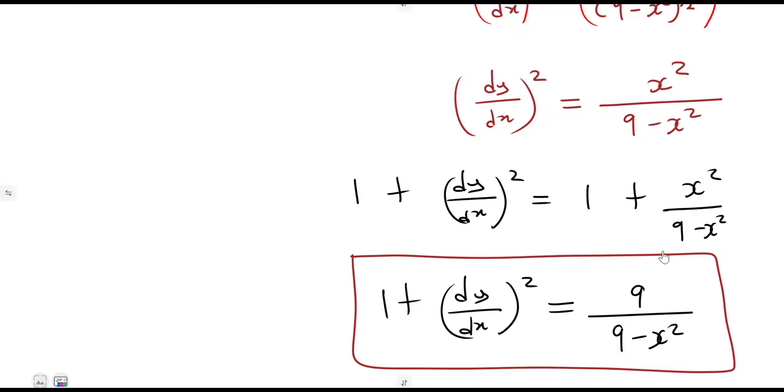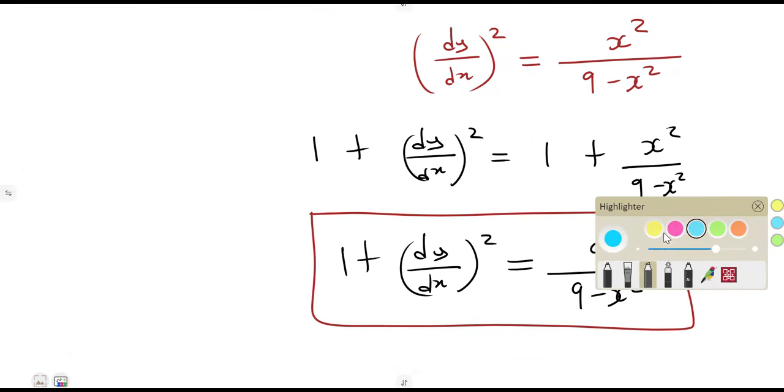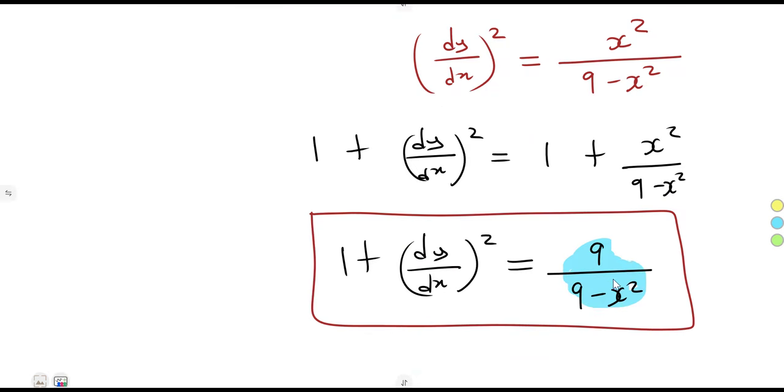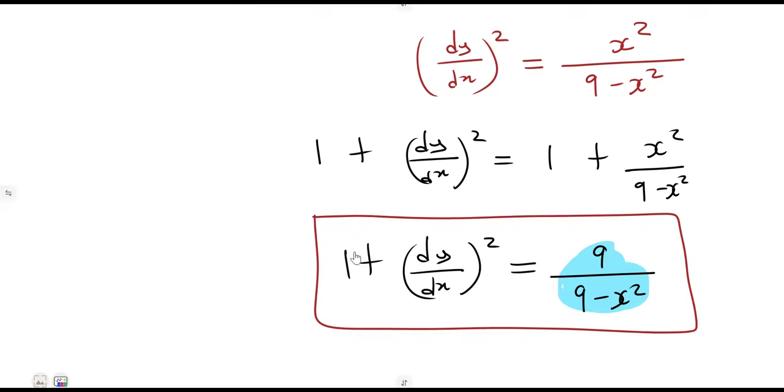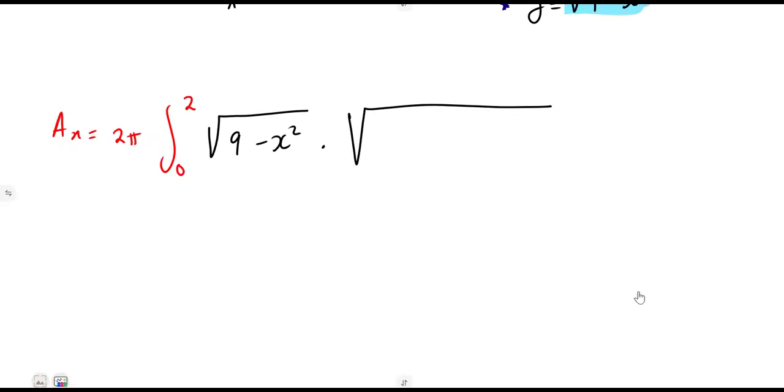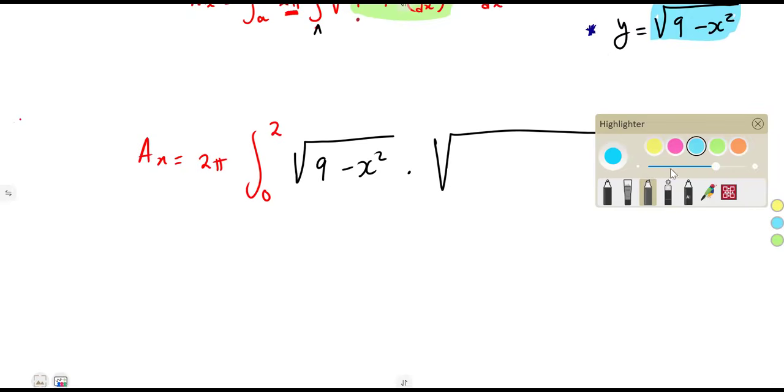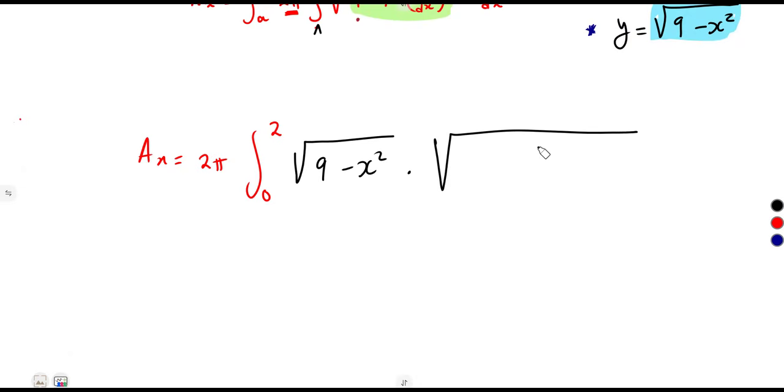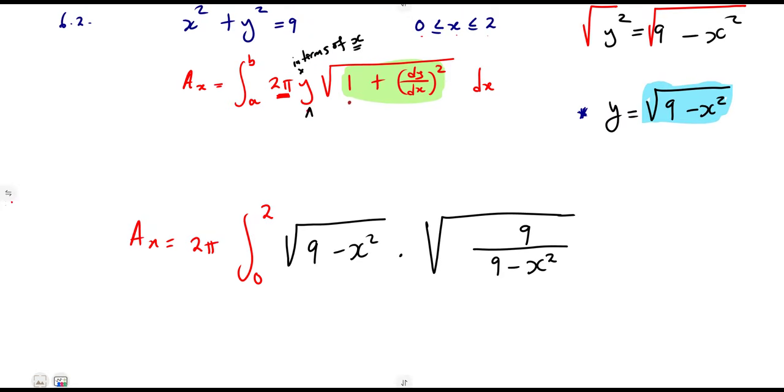This whole thing, 1 plus this. It is the whole part that we simplified here, 9 over this. So this is the one that you take. You put it inside the square root, as it is. So let's put it inside. It is going to be 9 over 9 minus x squared, as it was given there on your calculation. So we're going to integrate everything with respect to what? With respect to x. That is where we are.